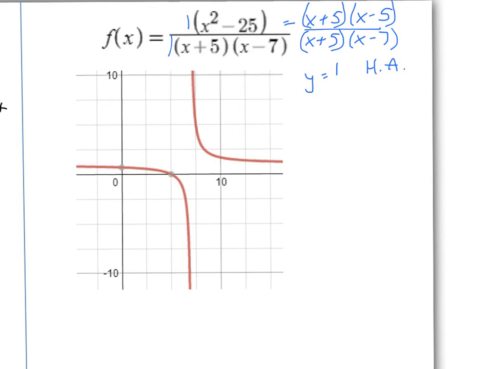Okay, and so now we want to look at our vertical asymptotes. What's happening with this is those cancel each other out, right? And so what we really have here is just x minus 5 divided by x minus 7, okay? Which means that our vertical asymptote is just the line x equals 7. Okay, so don't get confused with this. When these things cancel out, make sure to cancel them out.